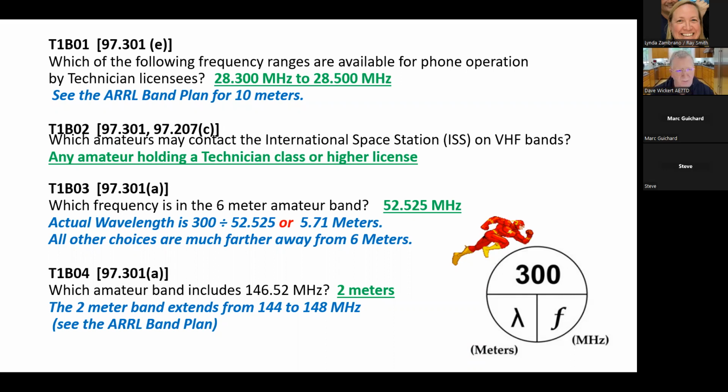Thank you. All righty. Next couple of questions talk about the International Space Station. Who was allowed to talk to the International Space Station on the VHF bands? VHF is all radio communications between 30 megahertz and 300 megahertz. That's what VHF means.